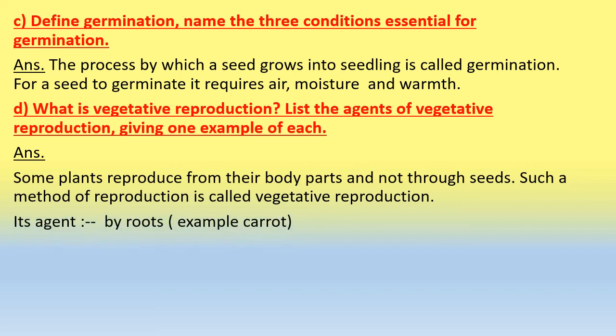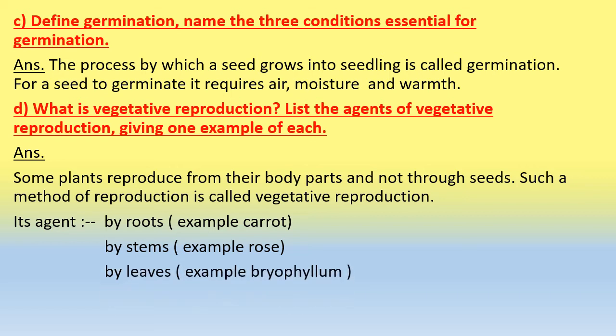Its agents are, first, roots, and its example is carrot. Second, the plant can reproduce by its stem, and its example is rose. And third is by leaves, and its example is bryophyllum. So this is vegetative reproduction.